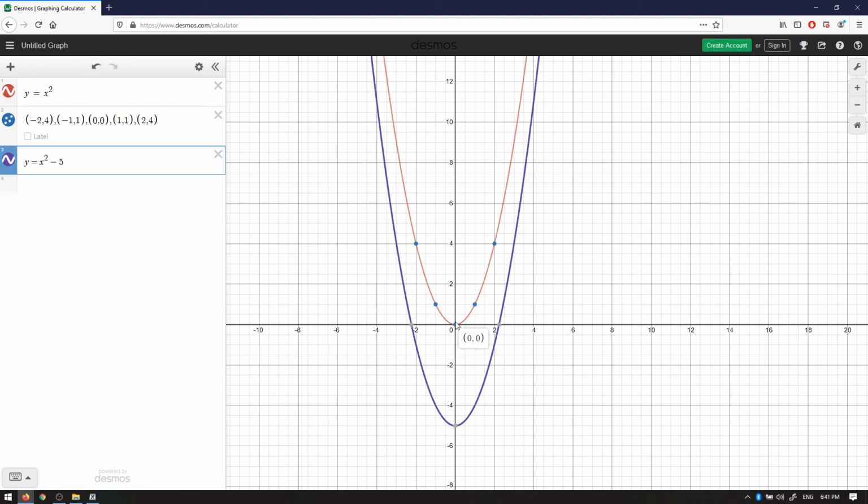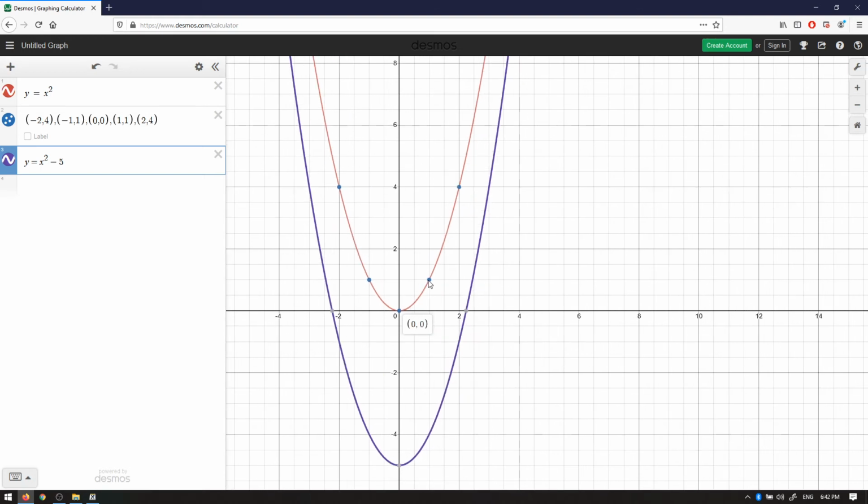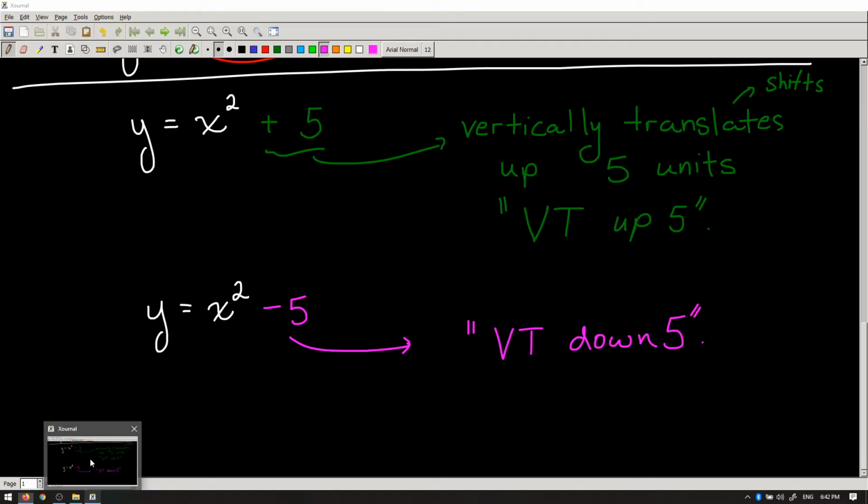Instead of having a vertex at 0, 0, the vertex is now at 0, -5, and the same can be said about every other y value. The old y value here was 1, and now it is at -4, because if you subtract 5 from 1, you get -4. So every single y value has been shifted down. Every single y value has been decreased by 5. That's what this does.